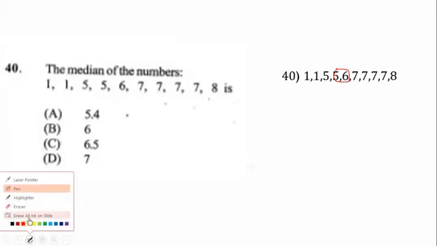5 and 6. No, which is 6 and 7 rather. Which is 6 and 7. So we add 6 and 7 and divide by 2. That will give us 6 plus 7, which is 13 over 2, and it is 6.5. So the median is 6.5.